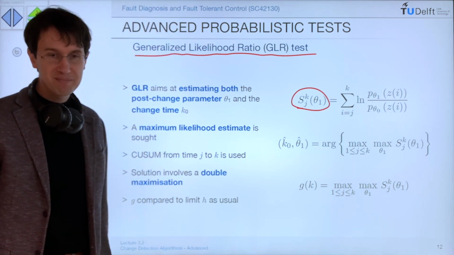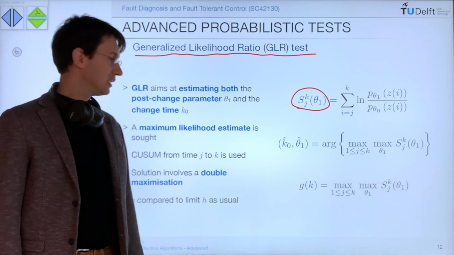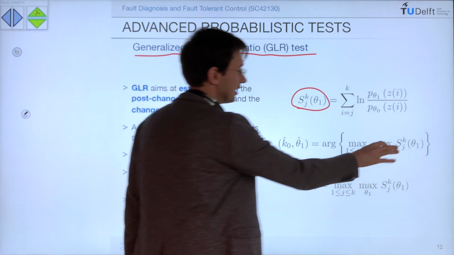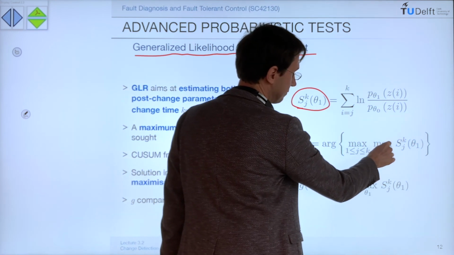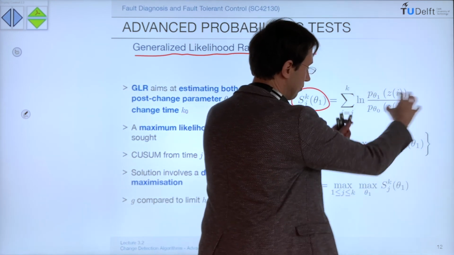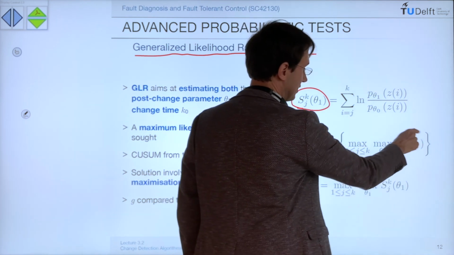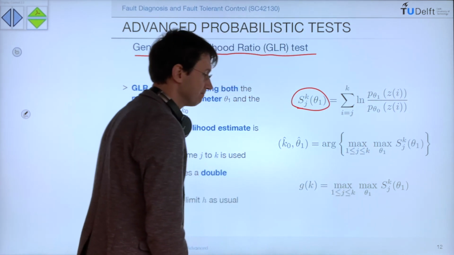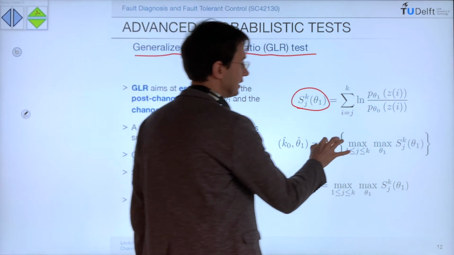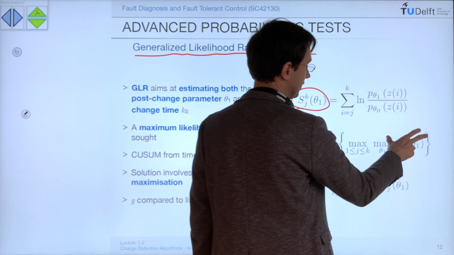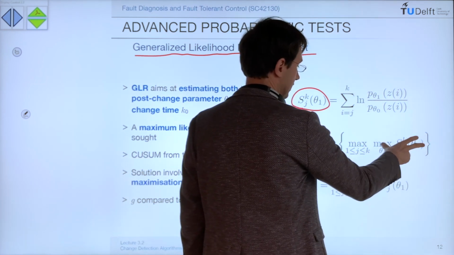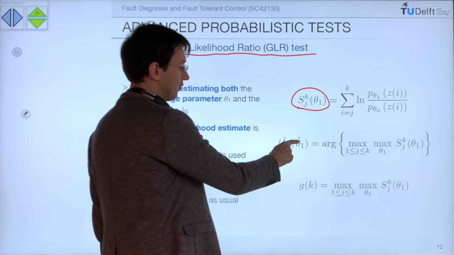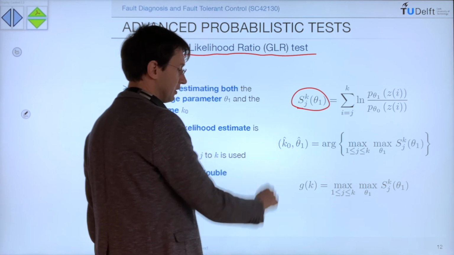But similarly, also getting the correct change time is making this term bigger. So when we maximize these, we can have another problem running around: we maximize the result of this on the change time instant. So basically, this is a nested optimization problem. You maximize over θ, and the result of this is maximized over k. And the result is the best estimate for θ1 hat and k0 hat.